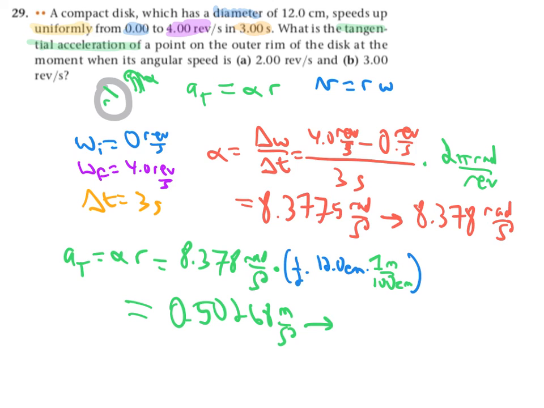Now we go to our 3 sig figs and we say 0.503 meters per second squared. As mentioned before, the answer to B is also going to be 0.503 meters per second squared. There's really no work to be done because I said the acceleration was uniform.